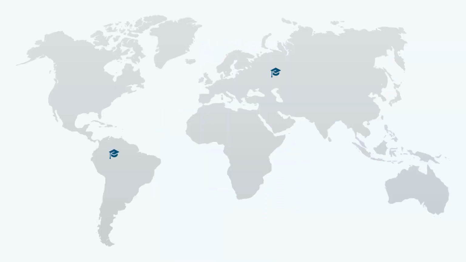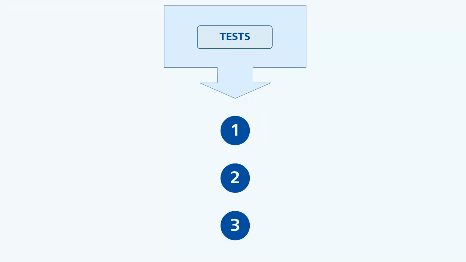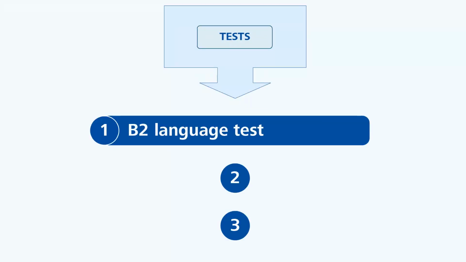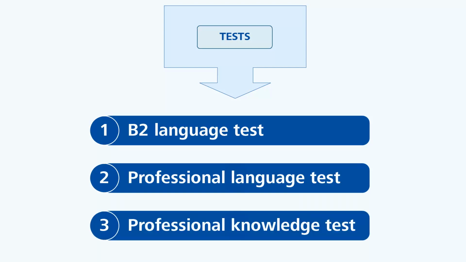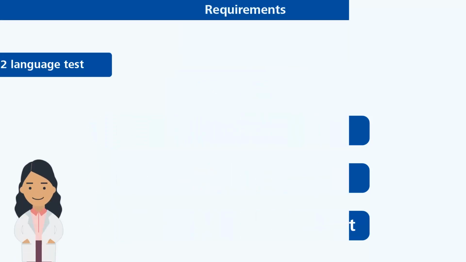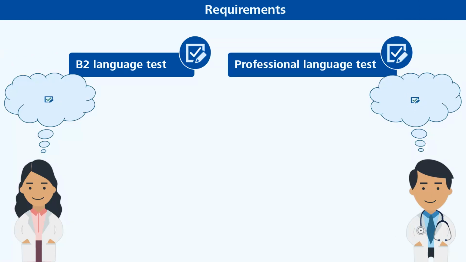Depending on from where you graduated, the licensing authority decides which tests you're required to take to get your professional license. Basically, there are three tests: the B2 language test, the professional language test, and the professional knowledge test. The B2 language test and the professional language test are obligatory for everyone.